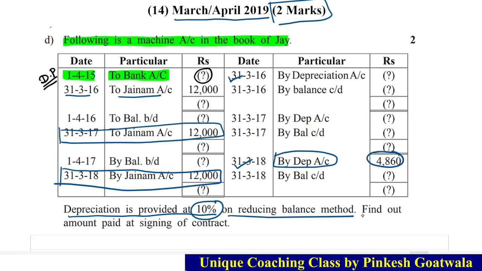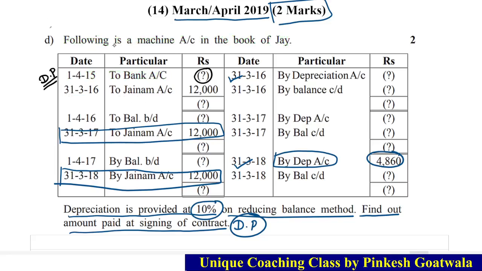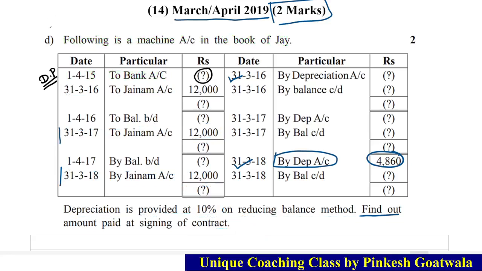And what do we have to find out? Find out the amount paid at signing of the contract. It means we have to find out the down payment. It is a short sum, 2 marks, and we have to find the down payment. So first of all let's find out the cash price, because we can easily find it. All information regarding cash price is available. We can get it with the help of depreciation.